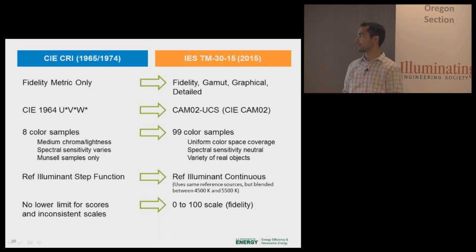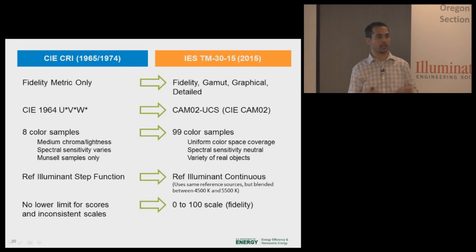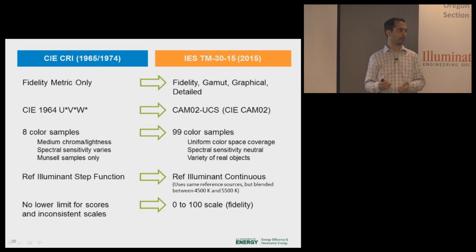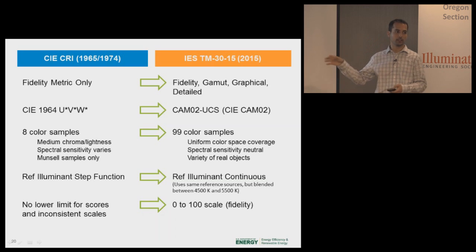Uniform spectral sensitivity, and they're all real objects, so we weren't just making up reflectance functions. They came from a library of 105,000 measured objects, and we used a statistical model essentially to down select from that 105,000 to get these features in a set of 99.